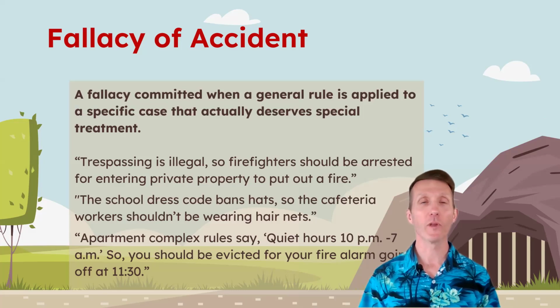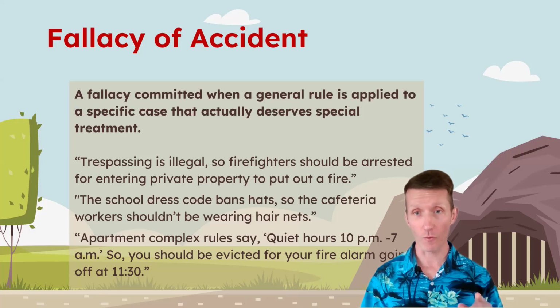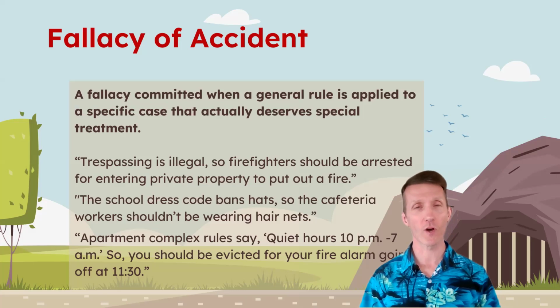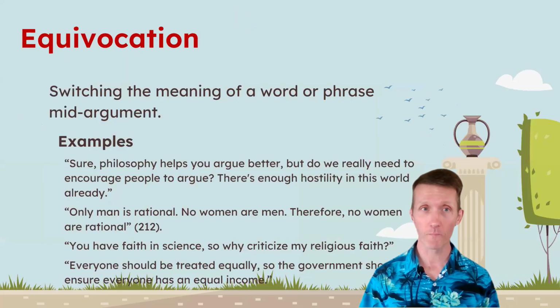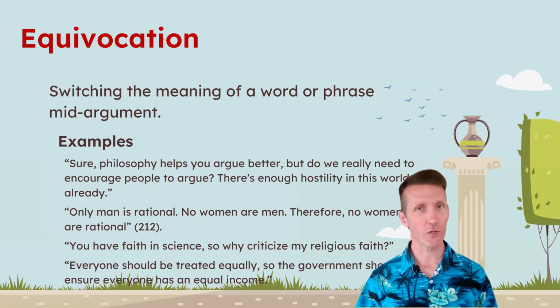Or the apartment complex rules say that quiet hours are from 10 p.m. to 7 a.m., so you should be evicted for your fire alarm going off at 11:30. Fallacy of accident. Bad title, but as long as you know how it works. You need to have an exception, or there's good reason to make an exception for a general rule that's being ignored. Equivocation, very common, unfortunately, sometimes on accident, sometimes not.